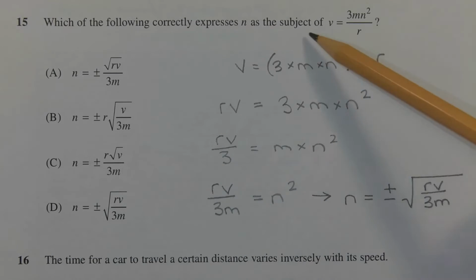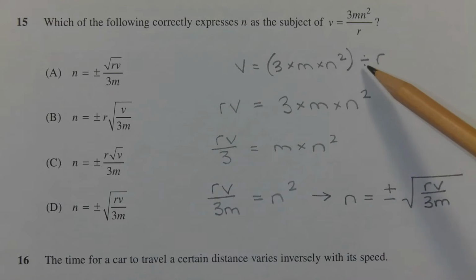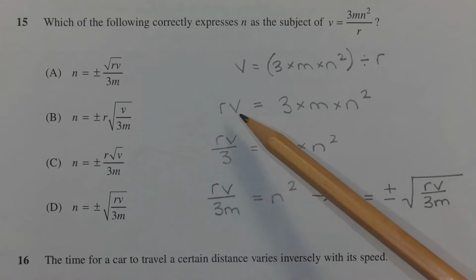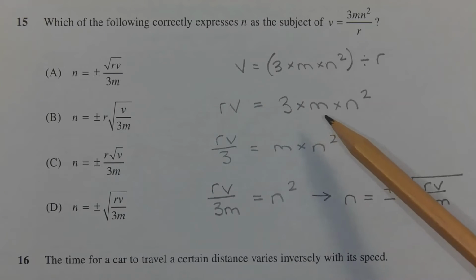So at the moment, whatever's in brackets here is being divided by r. I'm going to move this division by r over to the other side by performing the inverse or the opposite of division, which is multiplication. So moving this divide by r over, we can rewrite the equation as r times v, or rv, is equal to 3 times m times n squared.